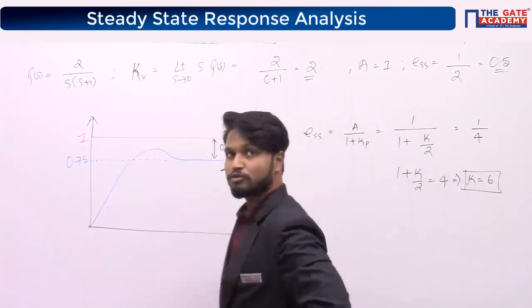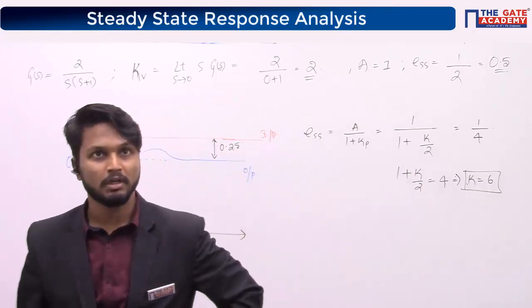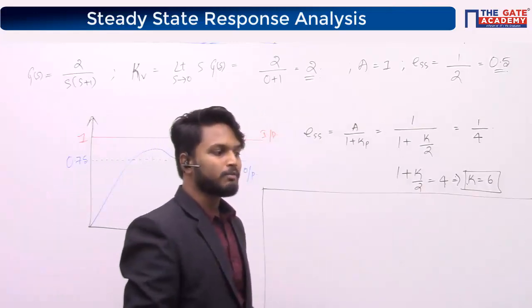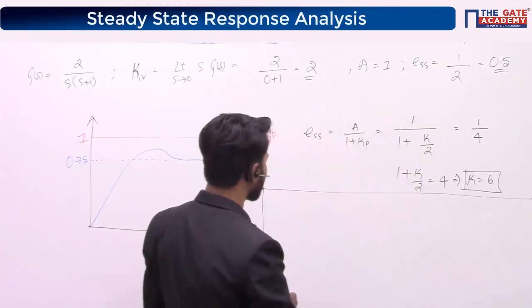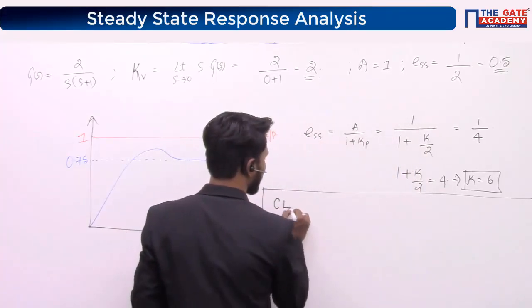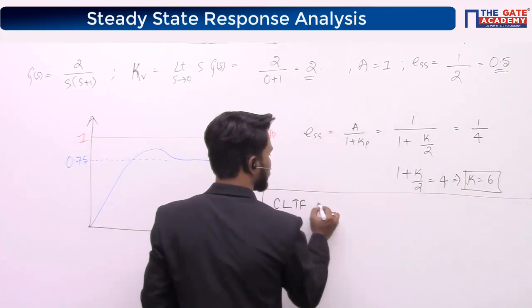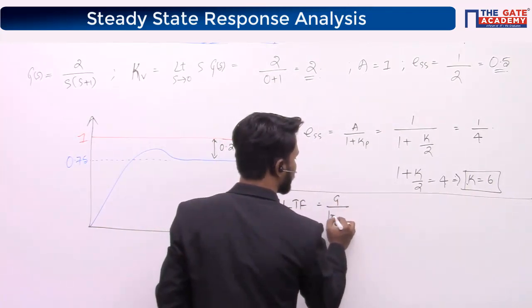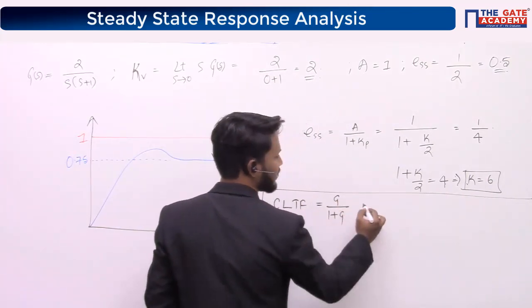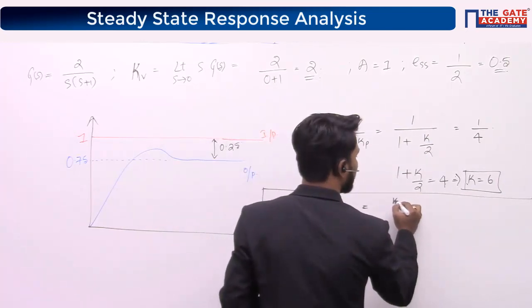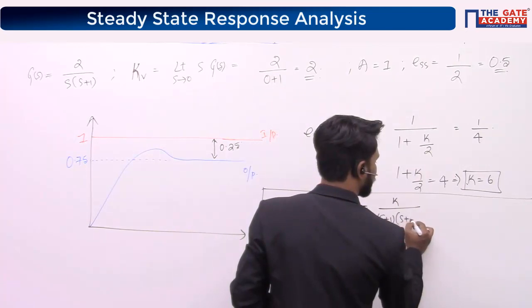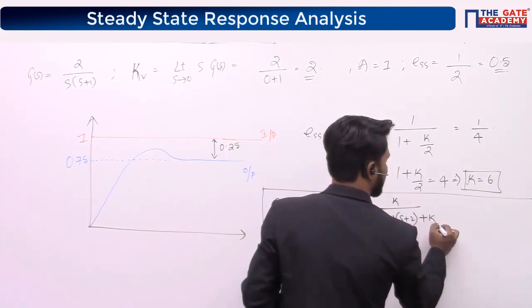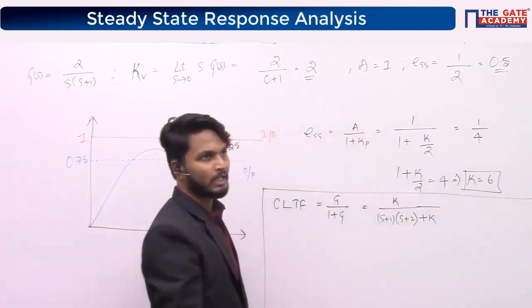So this is one approach. You can use this approach, right? One more approach which we can use is the DC gain approach. So what is the closed loop transfer function? Closed loop transfer function is equal to G by 1 plus G. You can write it, right? So it will be K by (s plus 1) into (s plus 2) into (s plus 2 plus K). This is the closed loop transfer function, right?